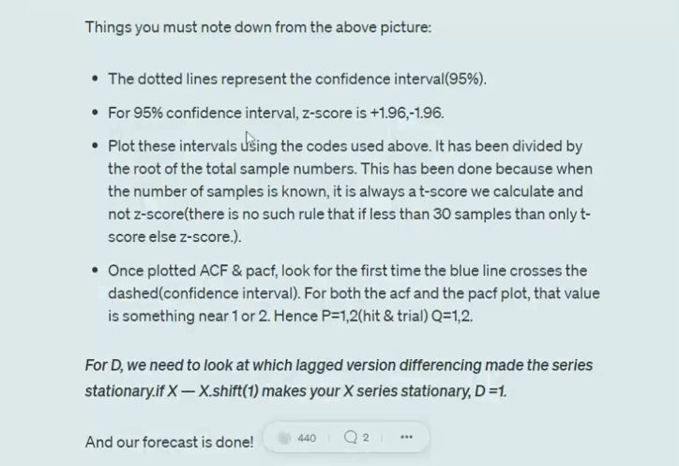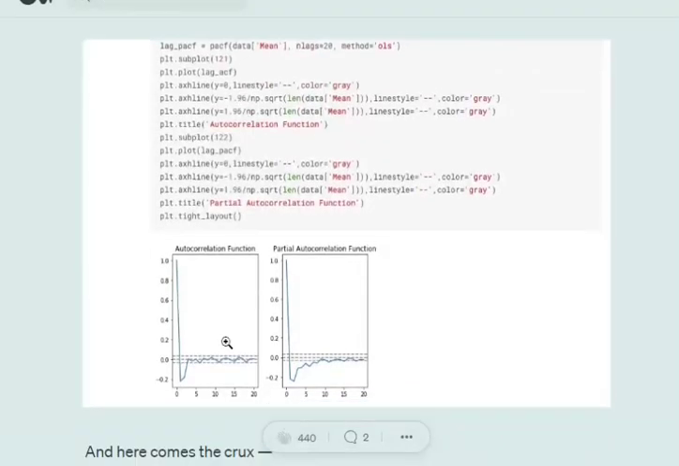So basically, the point where autocorrelation is crossing this confidence interval for the first time would lead to the value of p, that is, for autoregression, the order of autoregression. And where the partial autocorrelation function is crossing this threshold, we can assume it to be the value for the order of the moving average model.